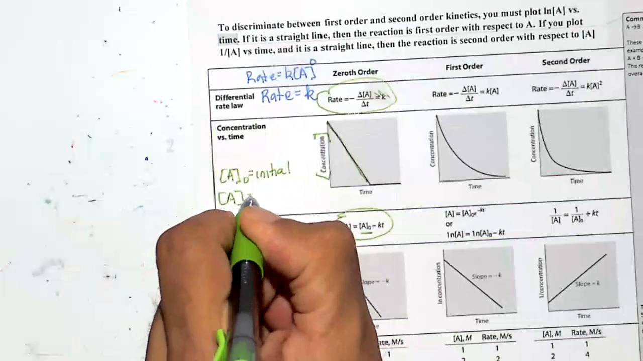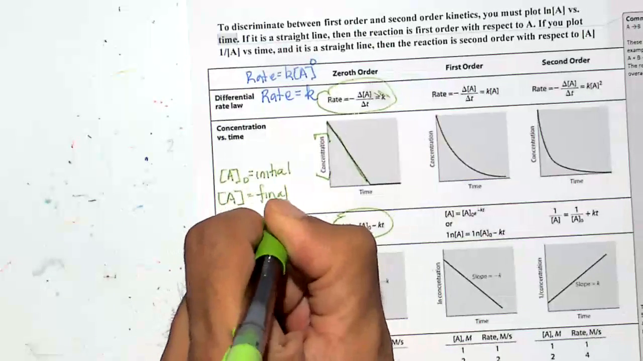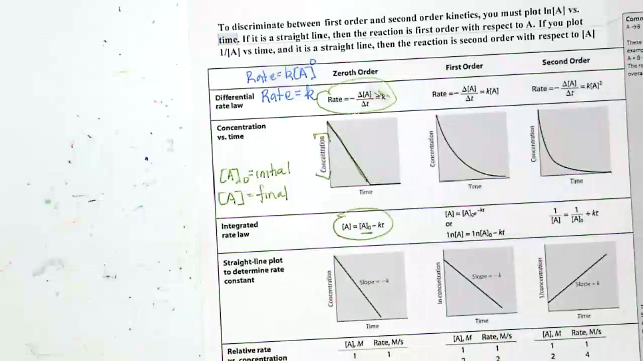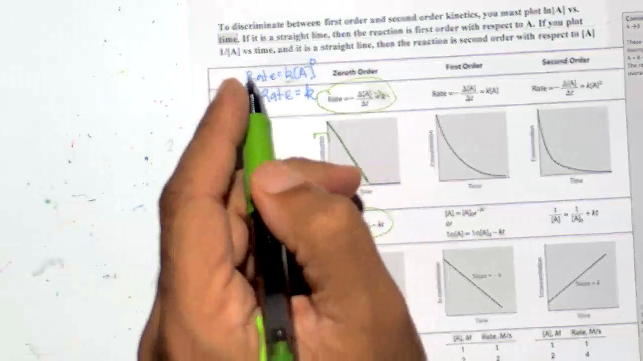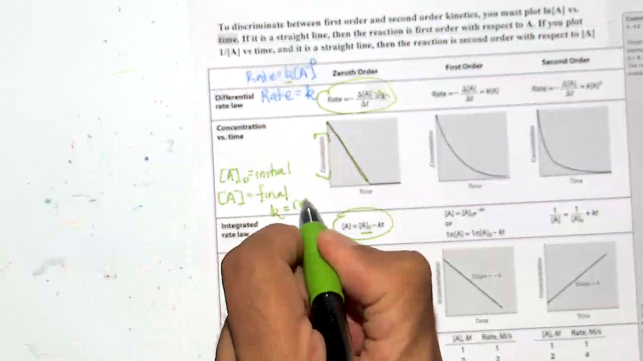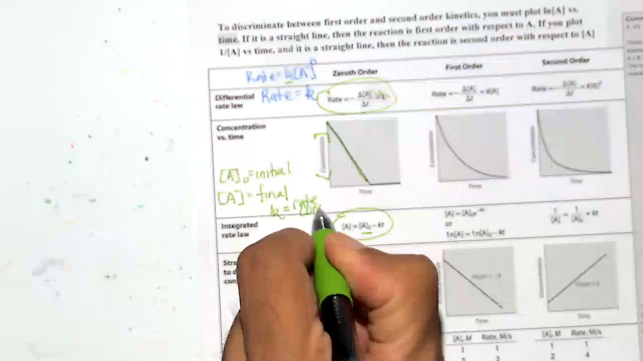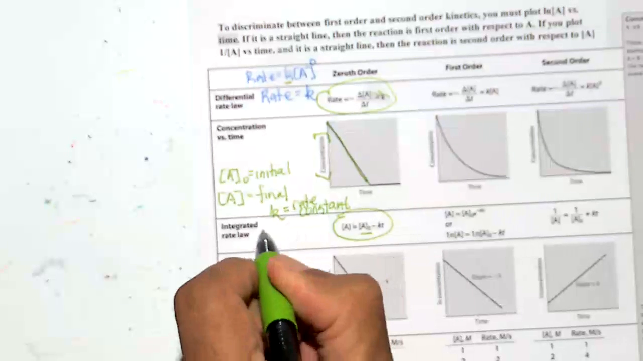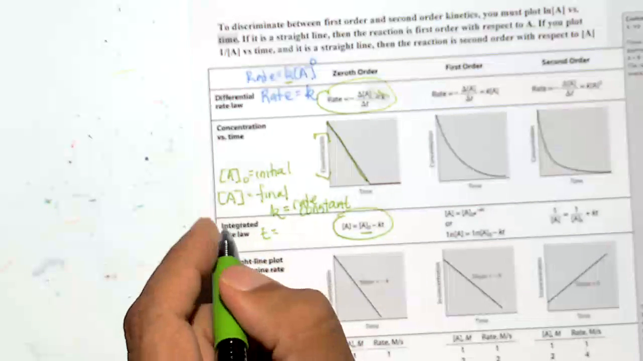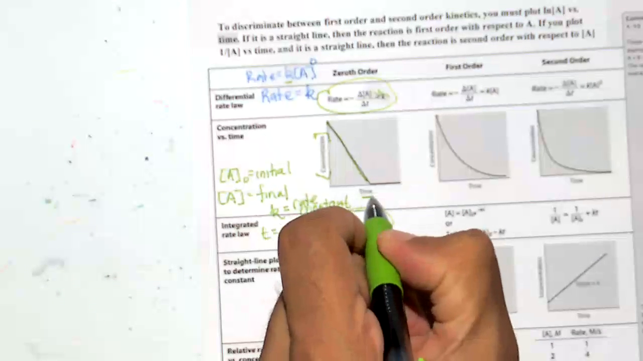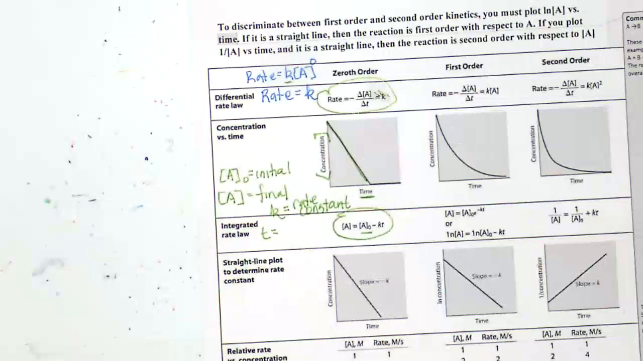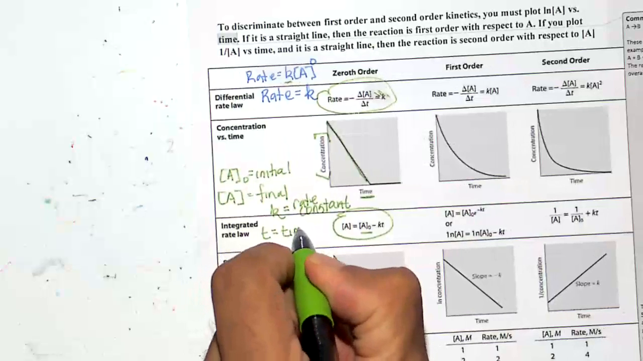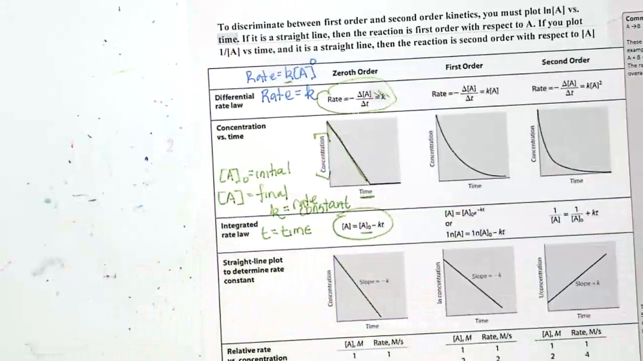What is A then? Final. What is K? K is this rate constant that we found in our last problem for this reaction. And what is t here? It's not temperature. What are we measuring in decay? What is decay? Over what? Time. So this lowercase t is time.